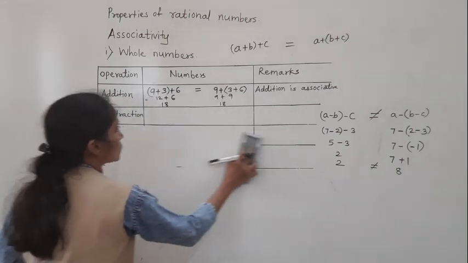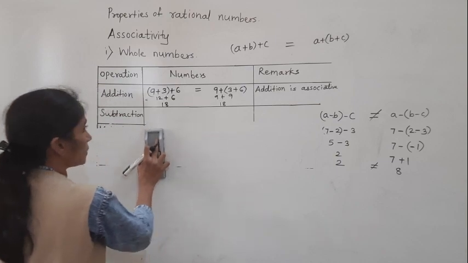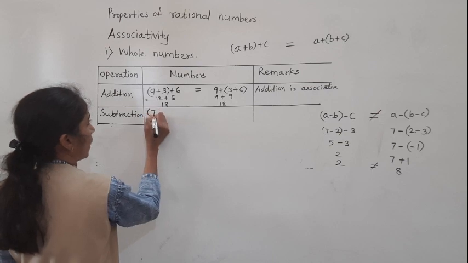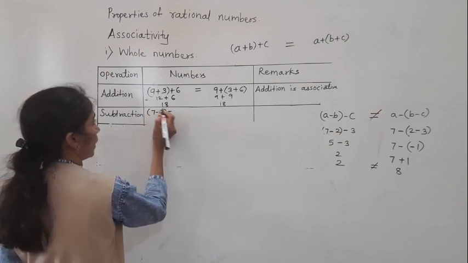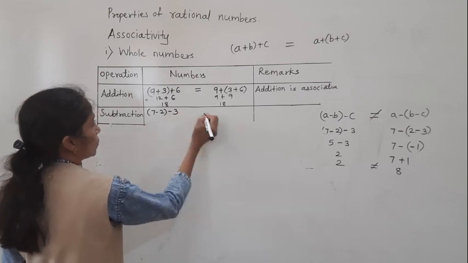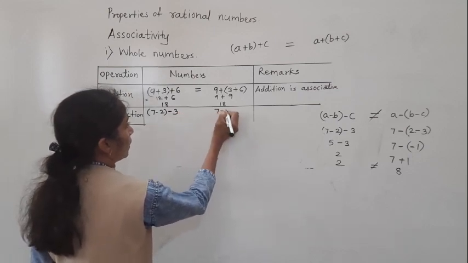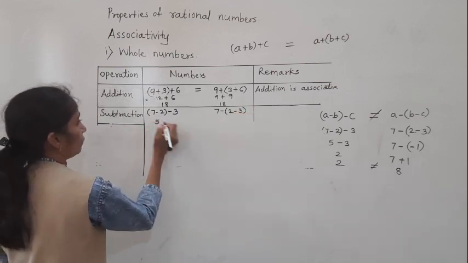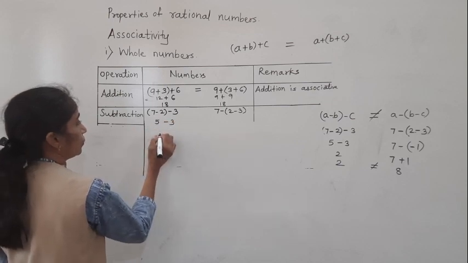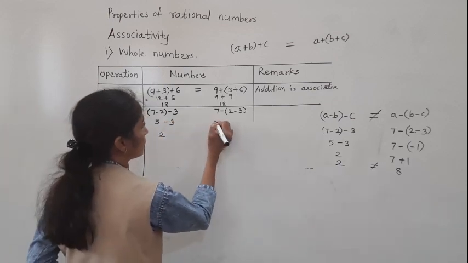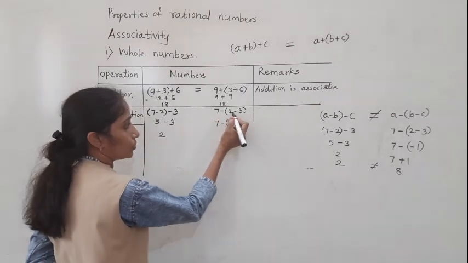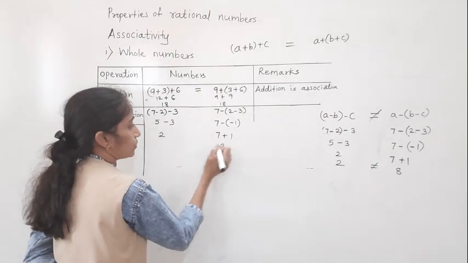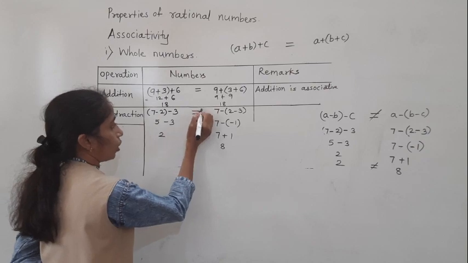See, here I don't have place, so I'm writing this example on this side. What will you write here? 7 minus 2, this is in the bracket, minus 3. So 7 minus 2 minus 3. What will you get? 5 minus 3, which is 2. Plus minus minus, so minus 1, so 7 plus 1, how much do we get? 8. So both of them are not equal.